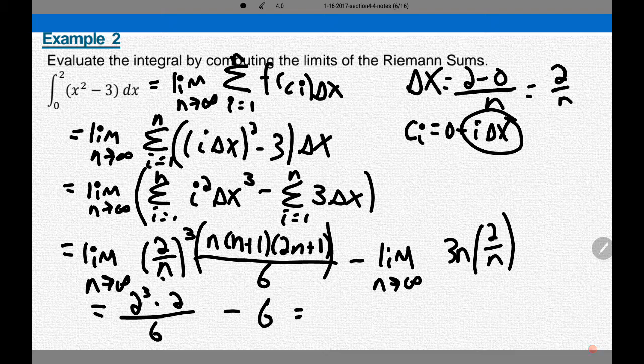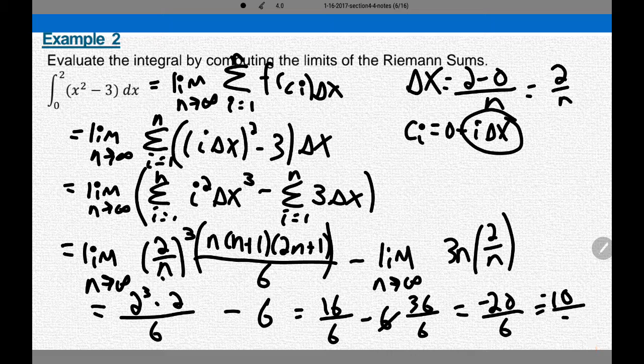So we got 2 to the third, which is 8, times 2, 16 over 6 minus 6. And if I change that to 6 over 6, I get 36 over 6, and I do 16 minus 36, which is negative 20 over 6, which reduces down to negative 10 thirds, which is my final answer.